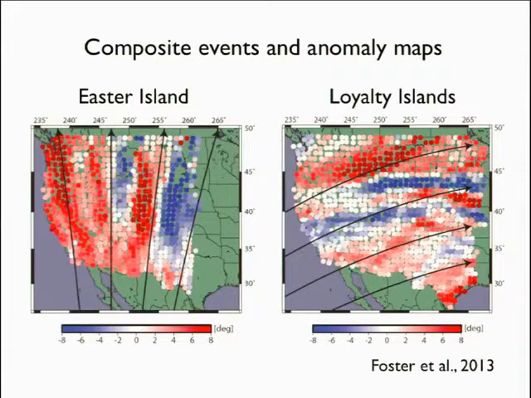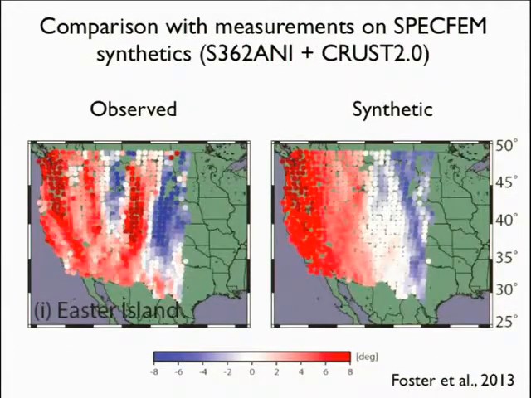is in diagnostics. What I mean by that is that on the left-hand side here we have the observed pattern from Easter Island events observed across the array. On the right-hand image is a synthetic. It's a full synthetic, meaning that we've generated seismic waveforms using SpecFEM for a particular model. In this case, it's a global model with the crust 2.0 on top. And then we've made the equivalent measurements on the synthetic waveforms. So it's basically simulating the whole thing from the earthquake to the waves being observed to the measurement technique.